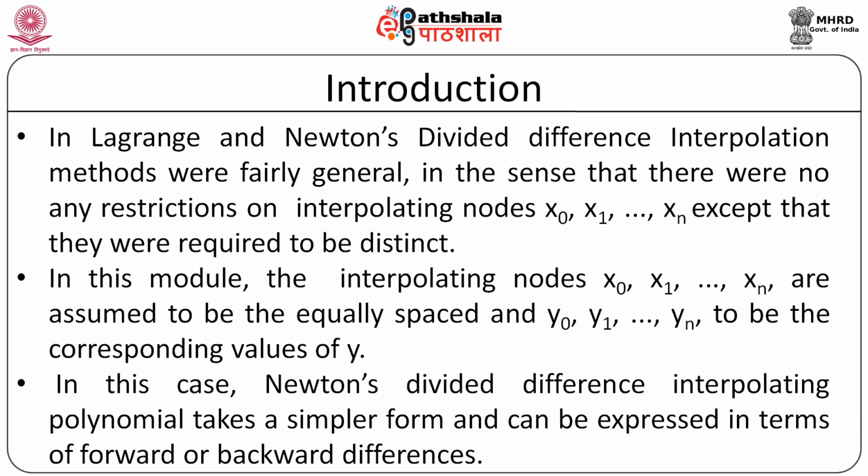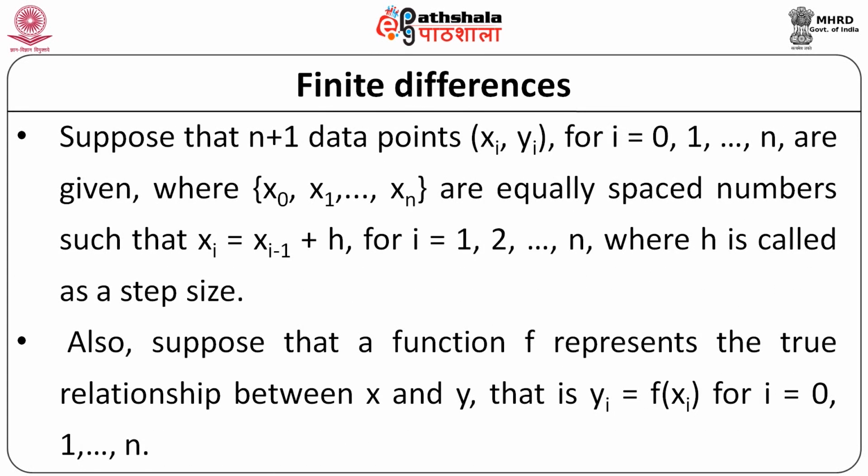So, in this case the Newton's divided difference interpolating polynomial takes a simple form and can be expressed in terms of forward and backward differences. So, when the nodes are equally spaced, the Newton's divided difference interpolating polynomial takes a simpler form and can be expressed in terms of forward and or backward differences. So, first we will talk about finite differences. We will be talking about forward as well as backward differences.